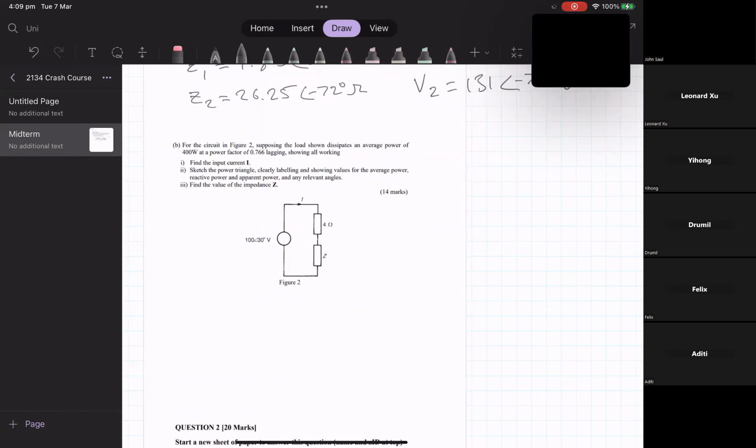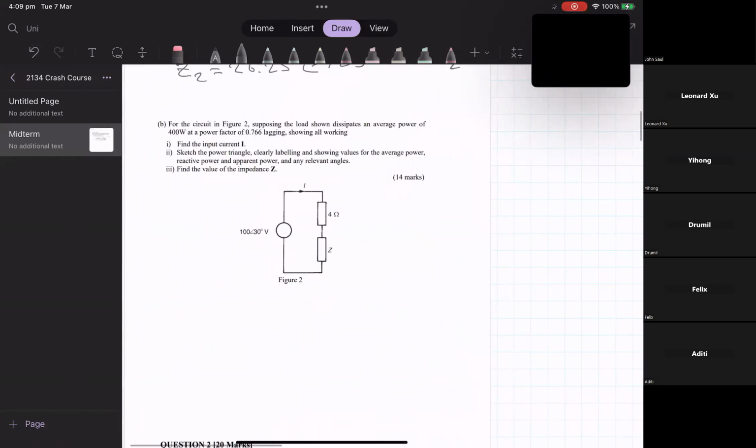Okay, for part B, we have a circuit with a load here and a voltage source. We've been given that the power, so first we're identifying everything we've been given, is 400 watts. And we have a power factor of 0.766 slightly.